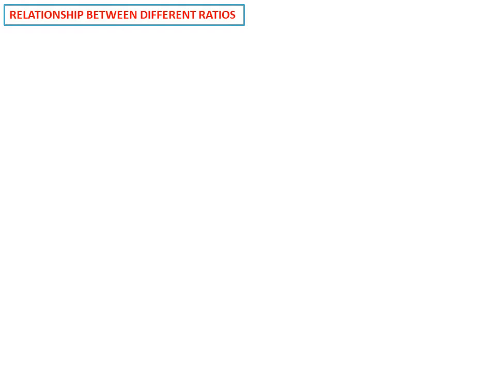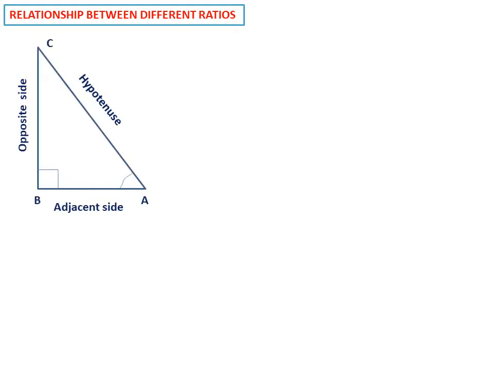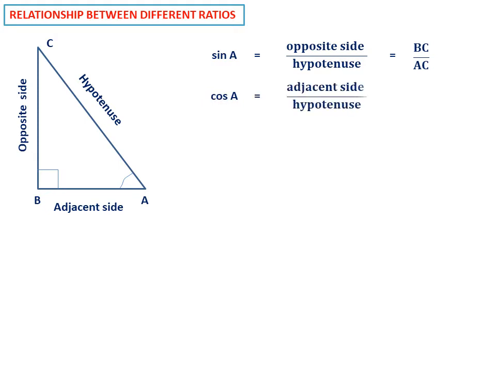There is a relationship between sin A, cos A and tan A. So let us see. Consider the same triangle. Sin A, we know, is opposite side by hypotenuse, that is equal to BC by AC. And cos A is adjacent side by hypotenuse, therefore it is BA by AC. Then tan A is opposite by adjacent, that is BC by BA.